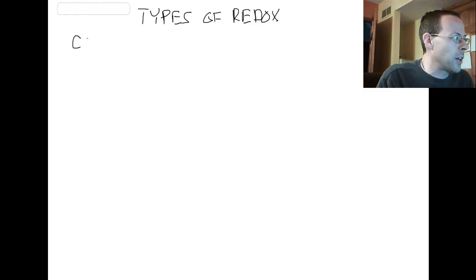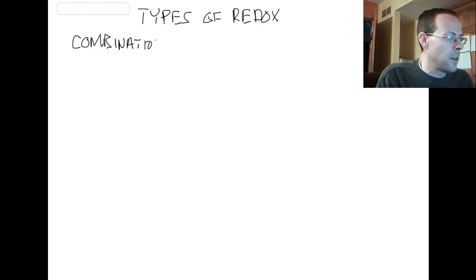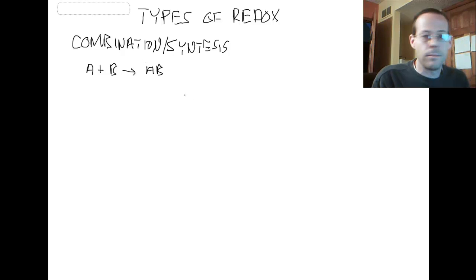So the first one is called combination, and fancy books call this synthesis. So we're going to call it combination/synthesis. This is type 1, and it's simply if we have some compound or some element plus another element, and they combine together to make a bigger compound.